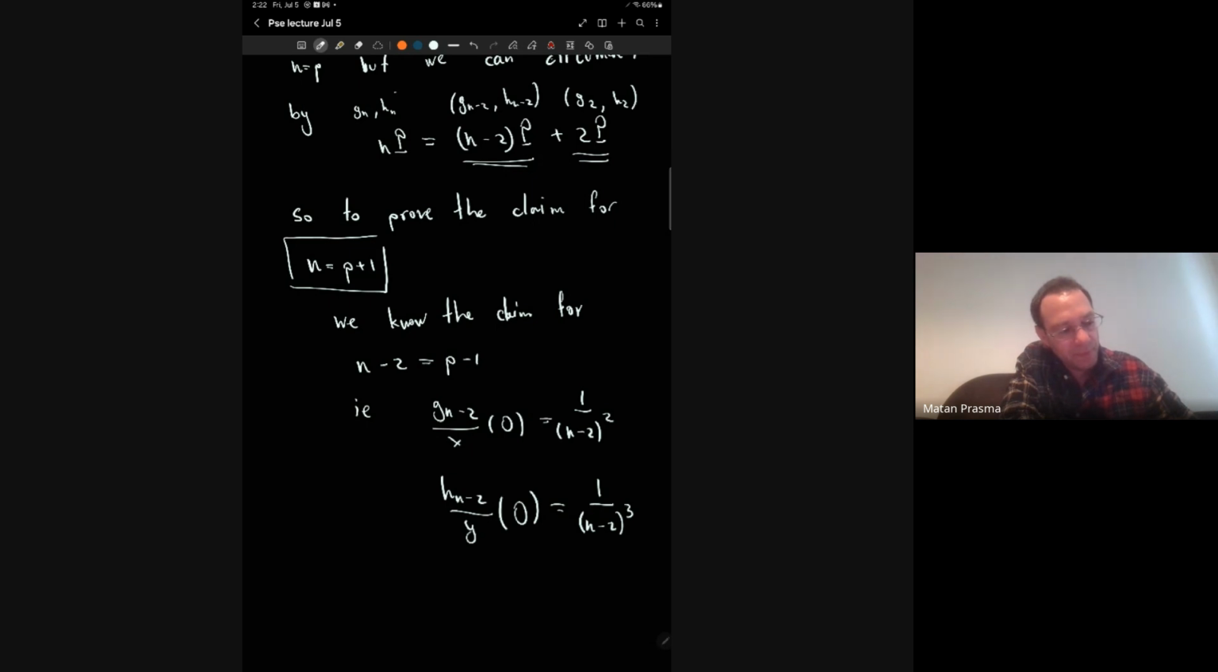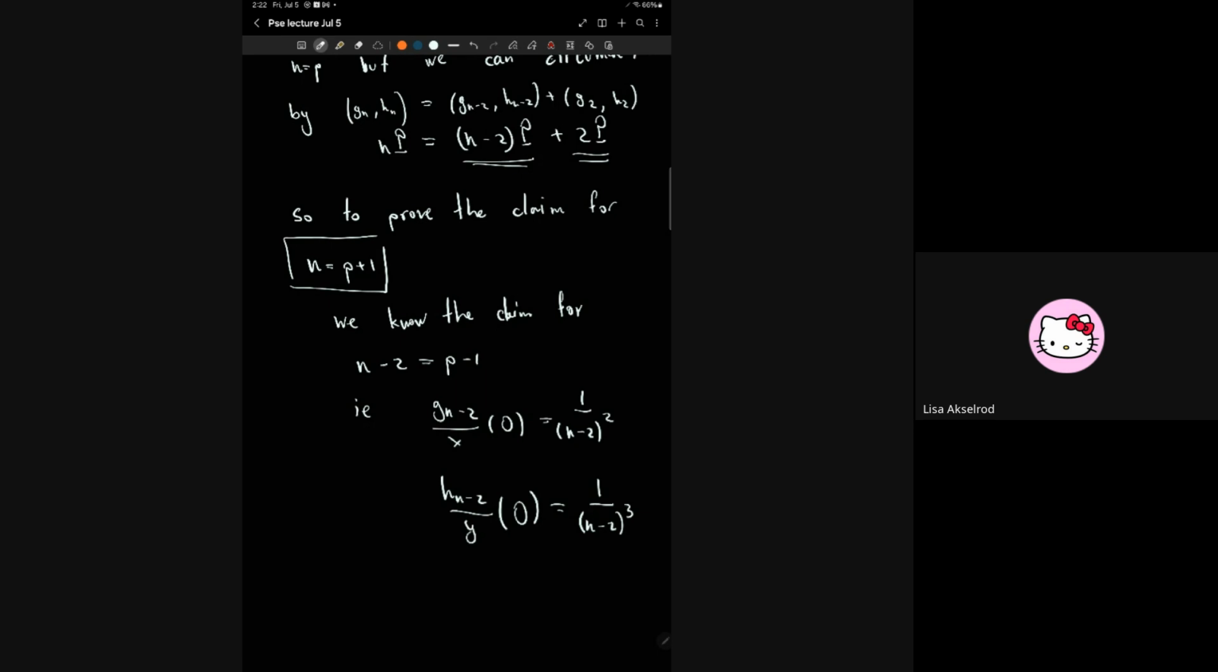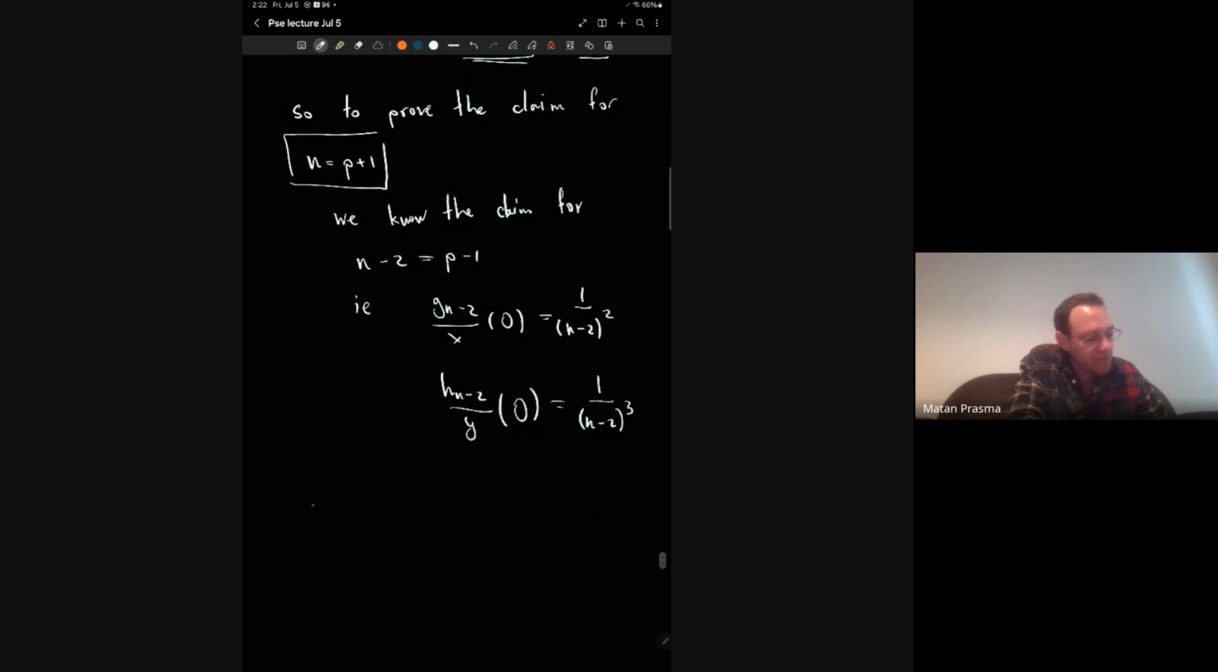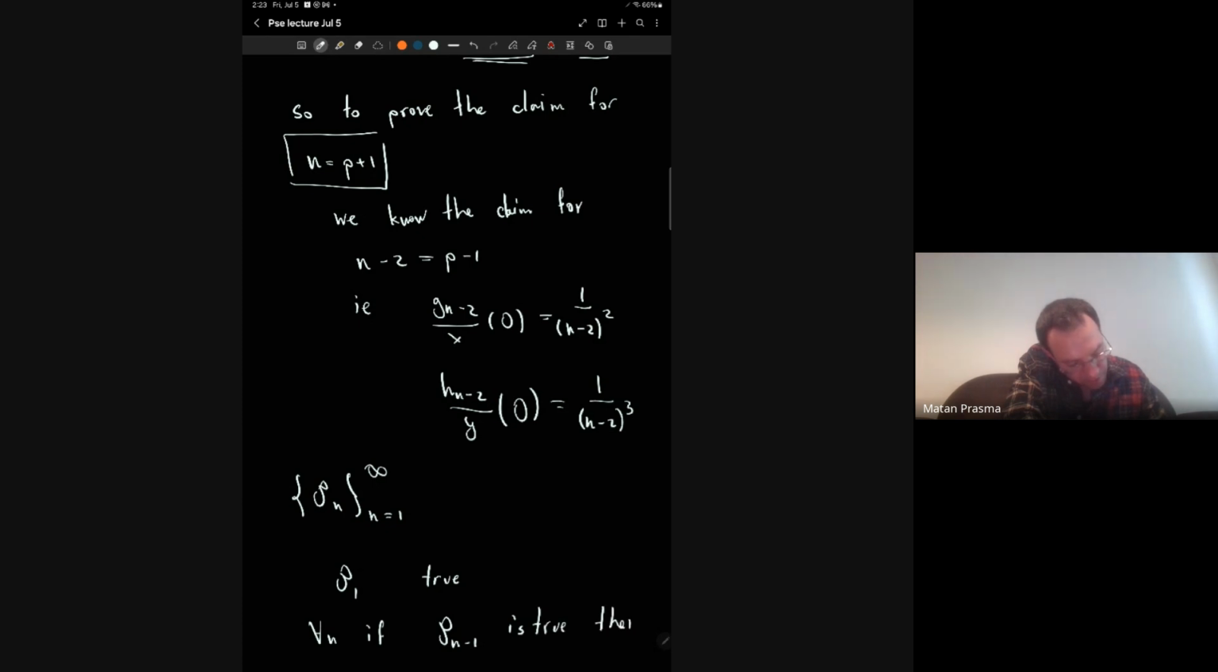Okay. And we do it to ensure that n and p are coprime. We do it to be able to keep the induction going. I mean, what is this induction? You have a sequence of propositions, a row, let's say, indexed by the natural numbers. And you want to prove that all the propositions are true. So you prove that rho 1 is true. And then you prove that for any n, if rho n minus 1 is true, then rho n is true.